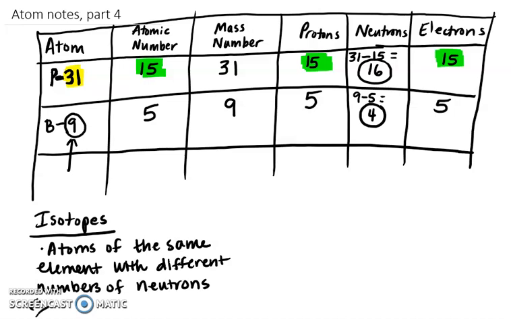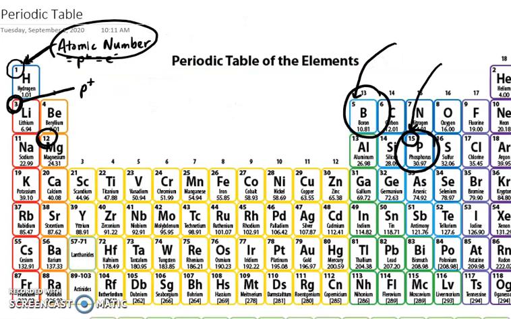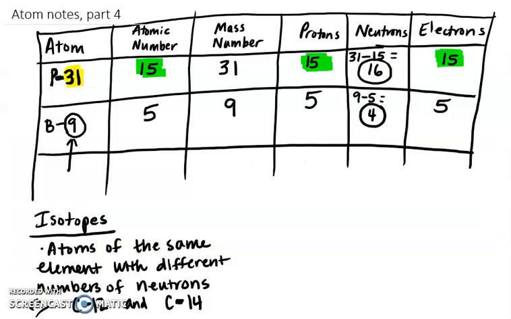So example, I can have carbon 12 and carbon 14. They're both carbon. If we look at the periodic table, they're both carbon, so they both have 6 protons and 6 electrons, but they have different numbers of neutrons because their mass number is different. Those are isotopes. The other definition also starts with an I, are ions.